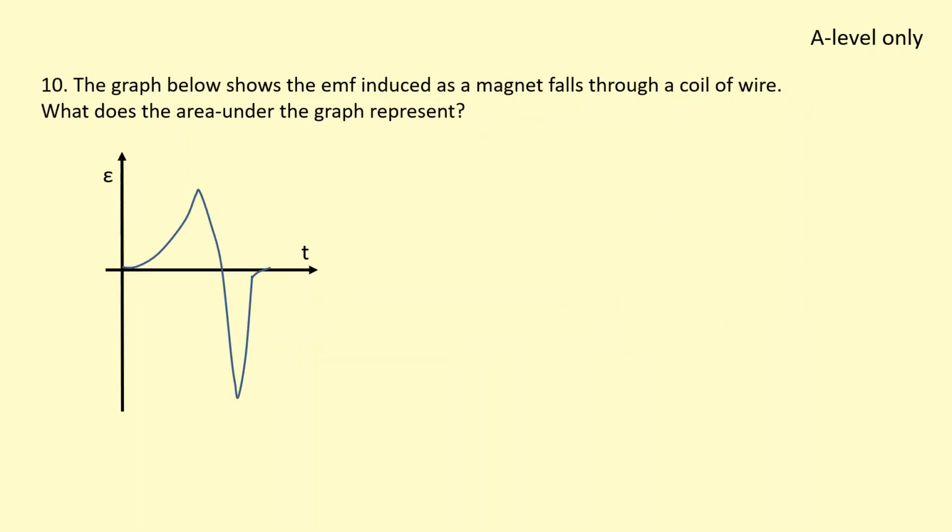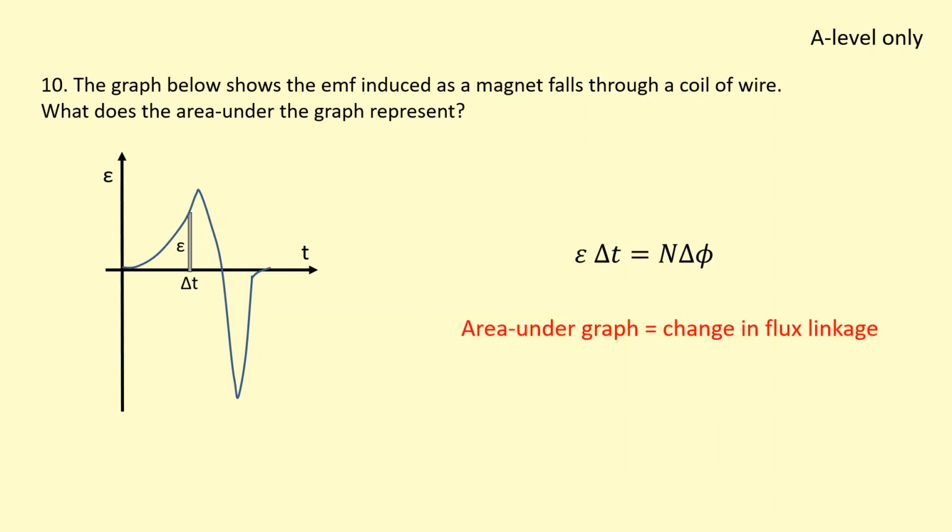Okay, here's a graph from the magnetic fields topic. We have the EMF induced against time as a magnet falls through it. The equation that links EMF and change in time is Faraday's law, which is EMF is directly proportional to the rate of change of flux linkage. So rearranging this and ignoring the negative sign for now, we get the area on the graph represents that change in flux linkage.